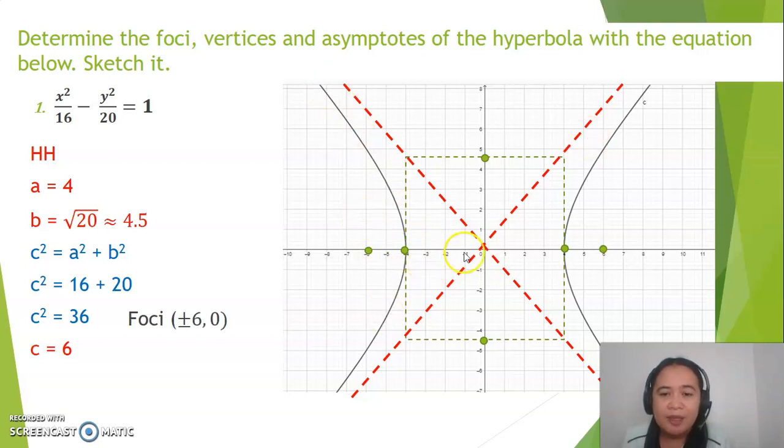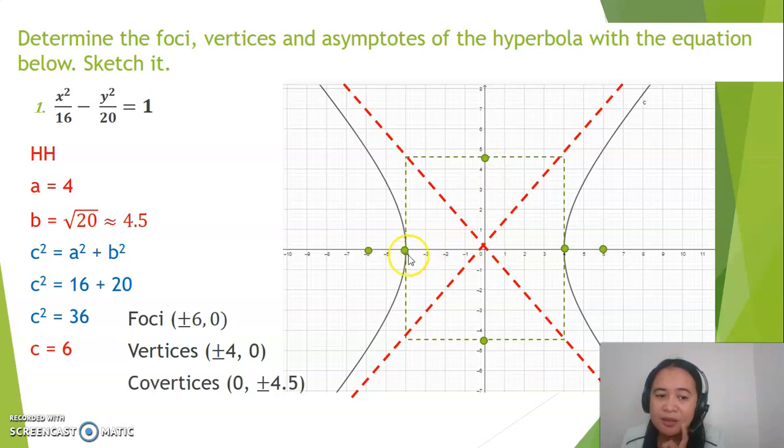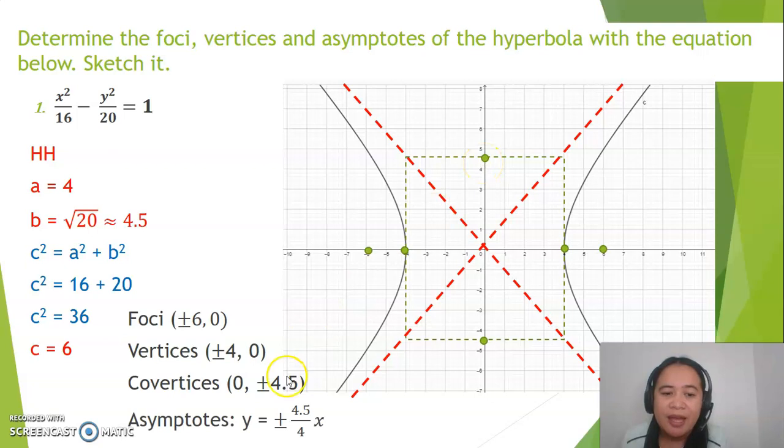So with this, the coordinates of the foci, it's plus and minus 6, 0. The vertices is plus and minus 4, 0. The co-vertices is 0, plus and minus 4.5. And the asymptotes, which is b over a, is y equals plus and minus 4.5 over 4 x.